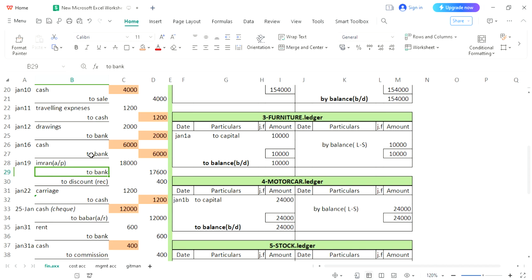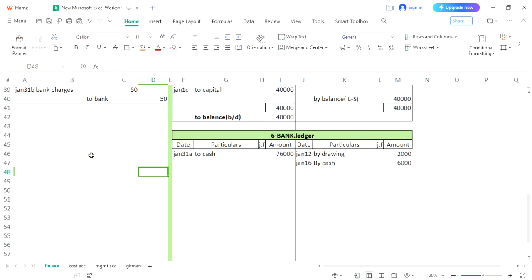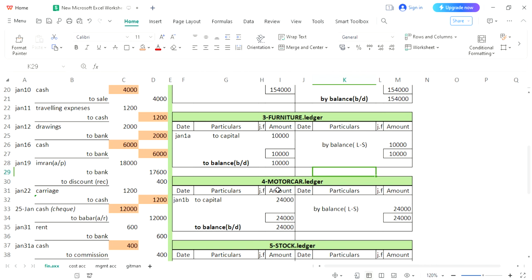Next entry, yes, we have found bank yet again. It is credited by 17,600. So go and write down on the credit side 17,600.